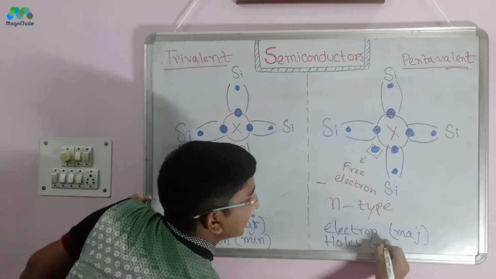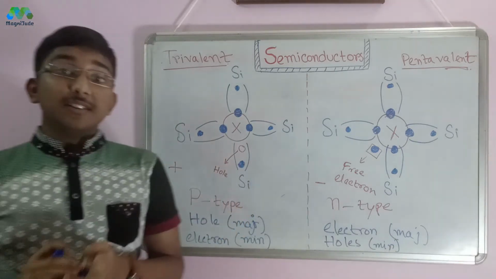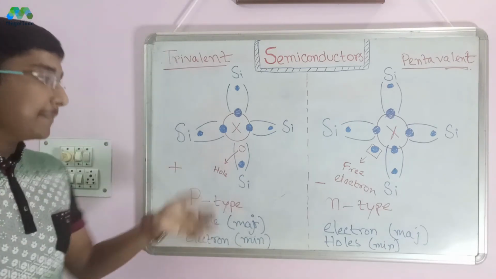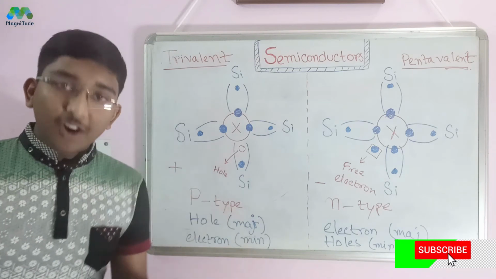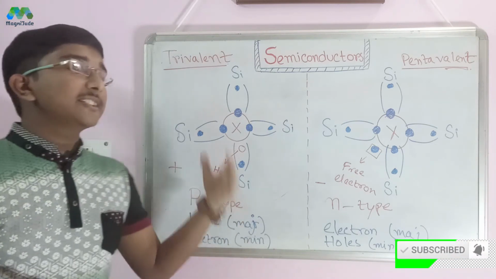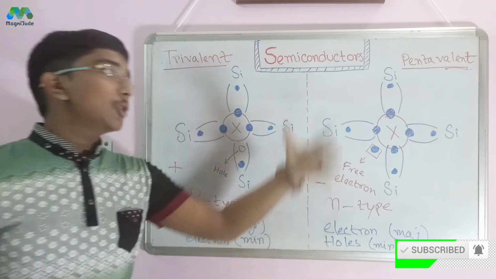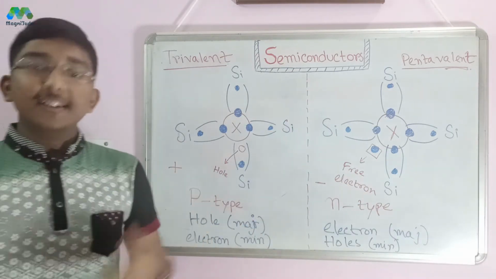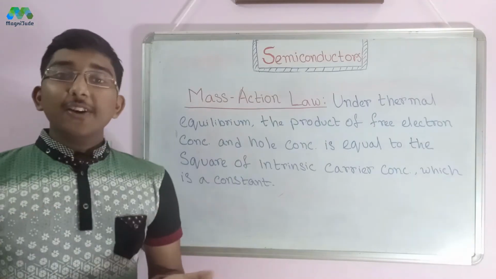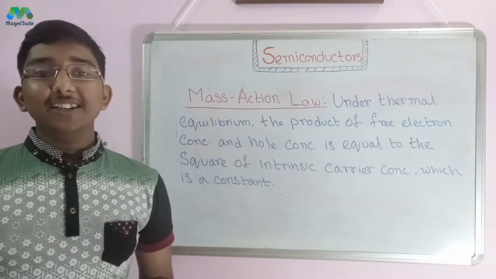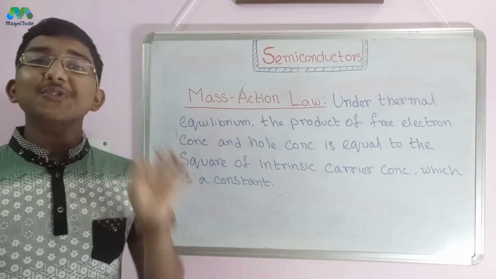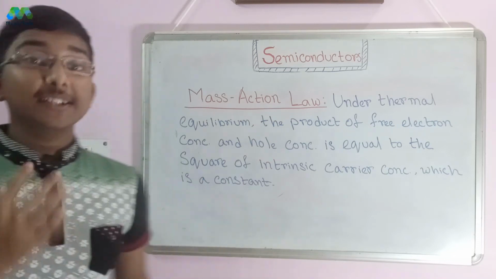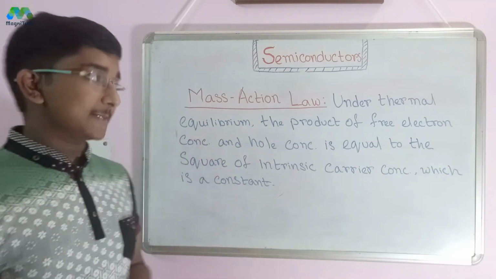So this was one of the most important concepts, where we understood what is P-type and what is N-type. From now onwards, we will not say that this one is doped with trivalent and this one is doped with pentavalent. We will directly say that this is a P-type material and this is an N-type material. After we have understood the different types of semiconductor, there lies one of the most famous laws in semiconductors, that is the mass action law. Let us understand what the mass action law says.